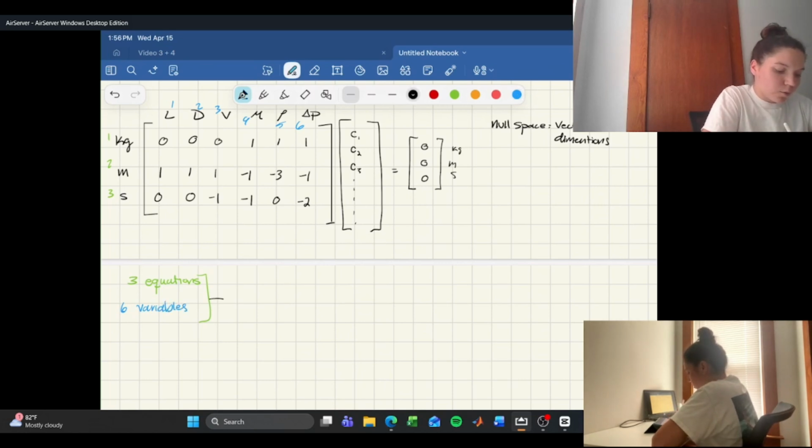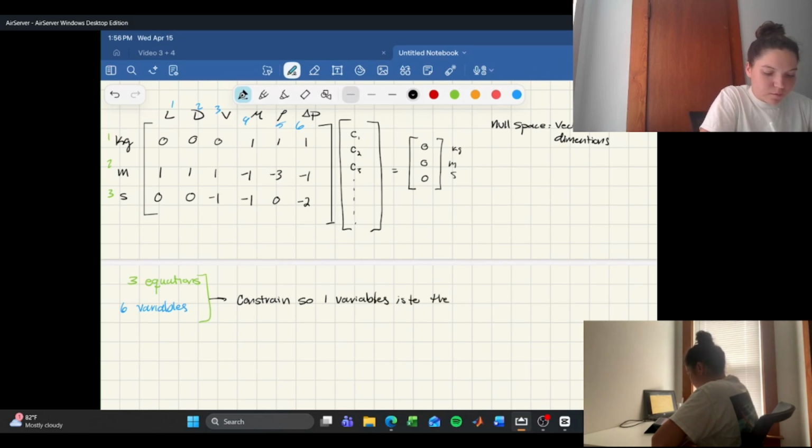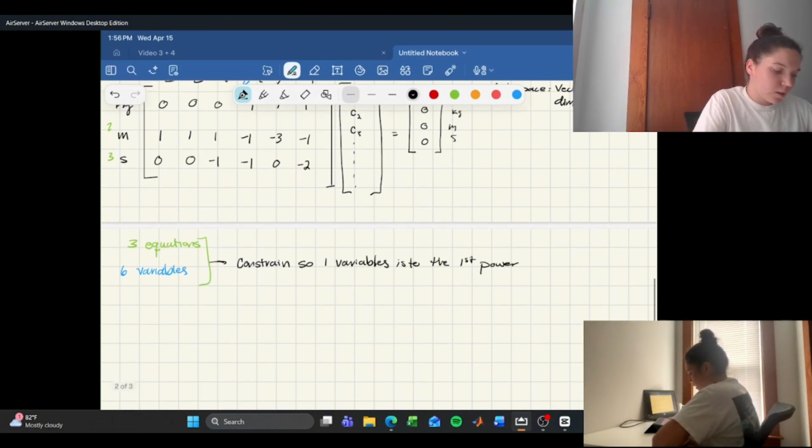So for Buckingham Pi, we want to constrain this so that one of the variables is to the first power. This is like to completely simplify it.